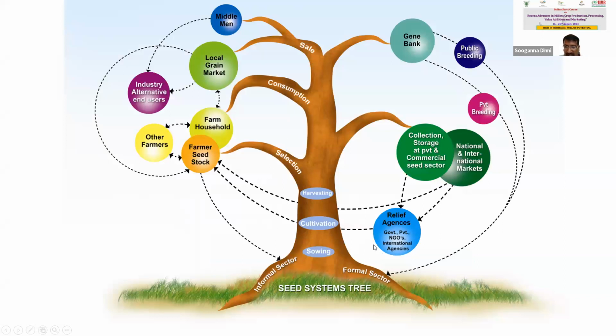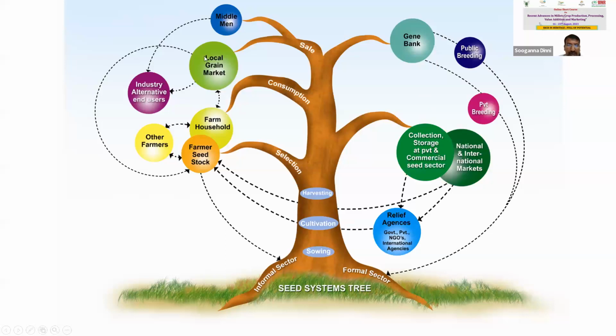Formal seed system and informal seed system. This is a seed system tree. You can see the right side. This is a formal seed system. It comprises the well-established, meaning the gene bank will be there, public breeding and private breeding, and here the collection, storage, everything is well set.